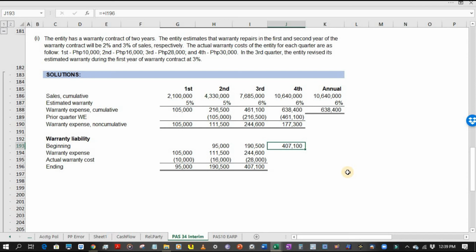We have a beginning balance of 407,100 plus 177,300 less the actual warranty cost of 30,000 pesos. And our ending balance at the end of the fourth quarter is 554,400, which is also the statement of financial position balance for annual purposes dated December 31 of the current year. So our warranty expense for the year that will appear in the income statement for the year ending December 31 is 638,400, and the total actual warranty cost for the year is 84,000 pesos.